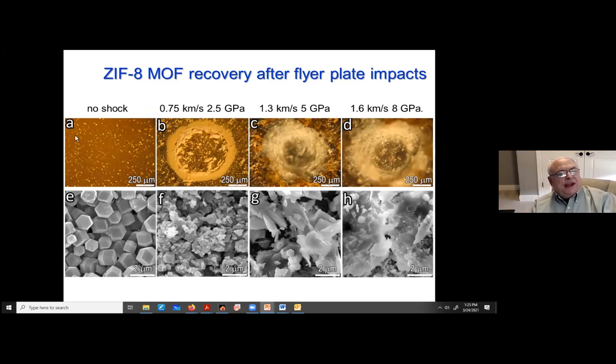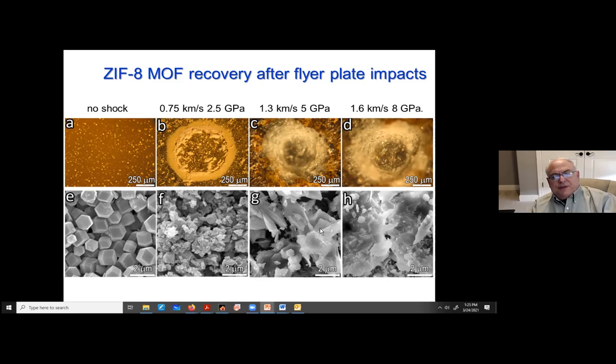This is the ZIF-8 before anything happens. The little shiny parts are where those little cubes happen to have mirrors pointing at you. This is how it looks in an electron micrograph. And this is after a three-quarters of a kilometer per second impact. Here's what it looks like macroscopically. What's happened is the beautiful cubes have lost their structure, but you can still see individual cubes.